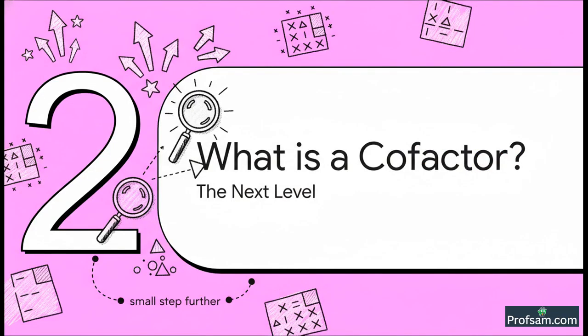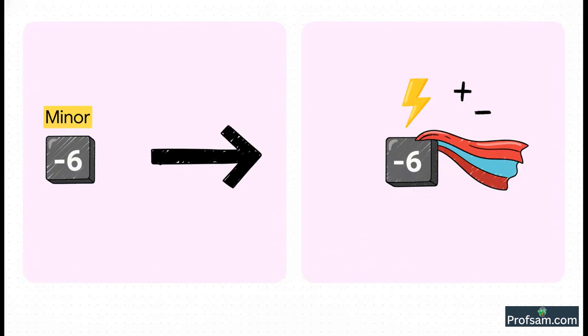All right, so you're basically a pro at finding minors now. Let's level up to cofactors. And I promise you, this is just one tiny, tiny step more. So what even is a cofactor? Well, check this out. The only difference, and I mean the only difference between a minor and a cofactor is a sign. That's it. The minor is just the number we calculated, like negative 6. The cofactor is that same number, but we have to decide if it gets a plus or a minus sign in front of it. So yeah, you can think of it as a powered-up minor that knows its place.